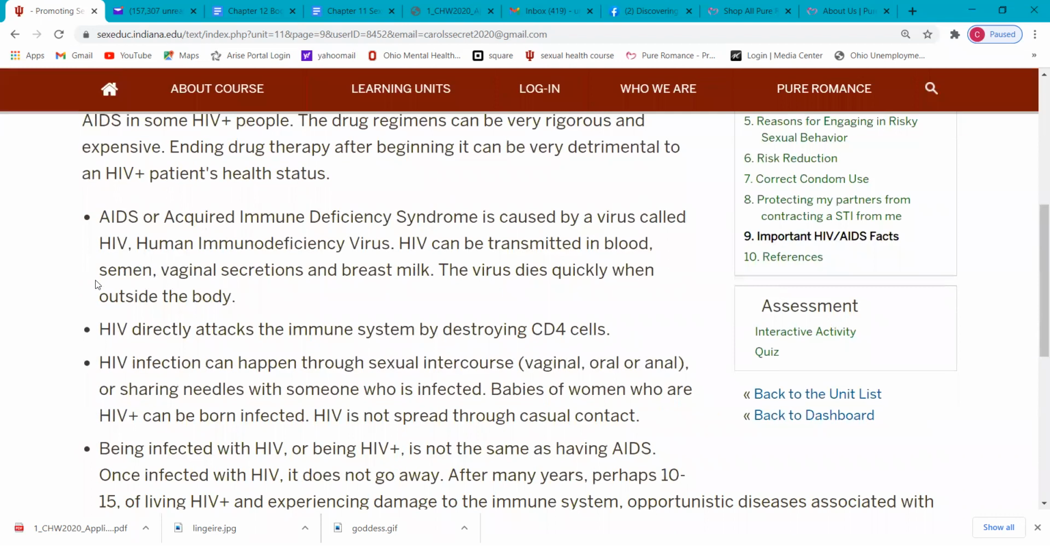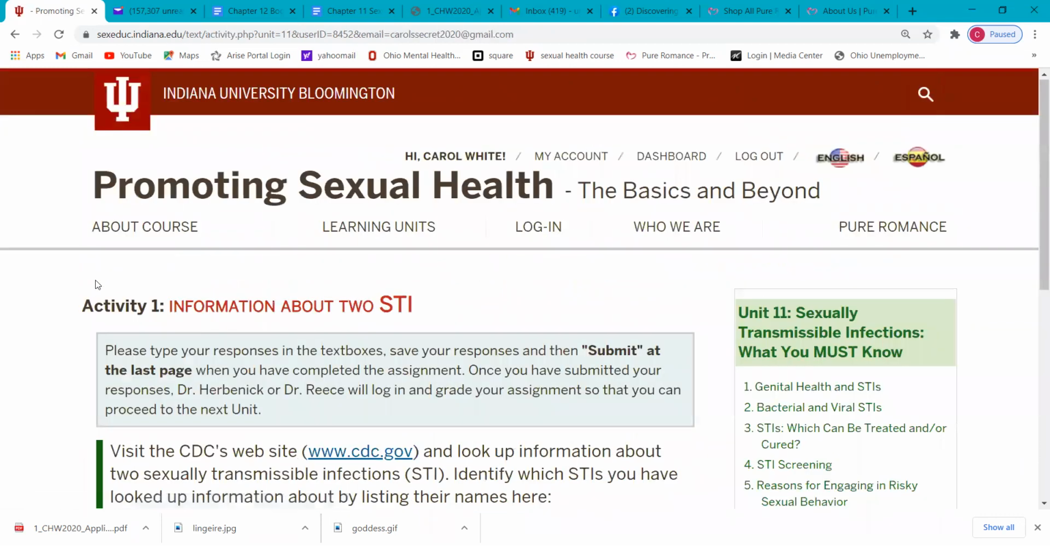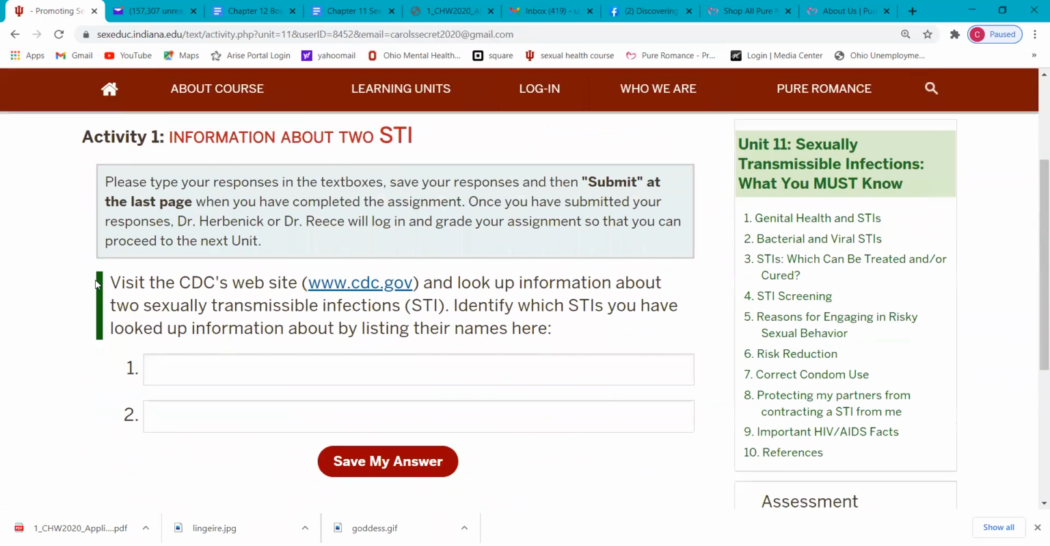All right. So what do we have for the interactive quiz? Information about STIs. It says, please type your response in the text boxes, save your response, and then submit on the last page. When you have completed the assignment, once you have submitted your response, Dr. Herbenick or Dr. Reese will log on and grade your assignment so that you can proceed to the next unit.